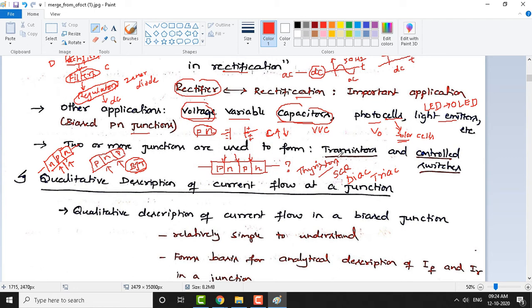Do you have a power electronics subject in the current semester? Yes, sir. Okay, probably you might have come across these devices. I feel that. The thyristor family devices are PNPN, 4 layers, 3 junctions.